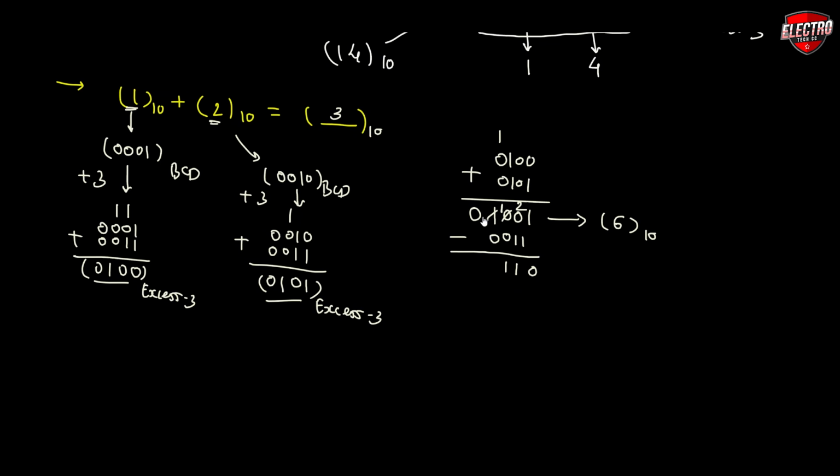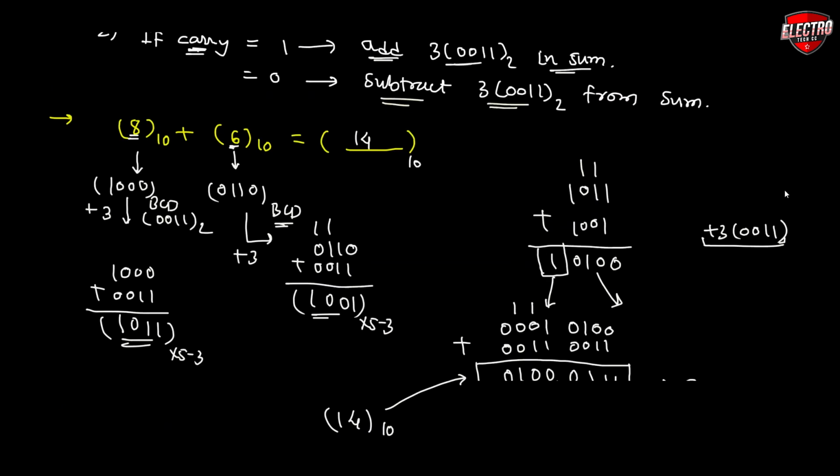Okay, and 0 minus 0, so we get 0 over here. Okay, so this one is the final Excess-3 code for the given equation. And if we convert this Excess-3 code into a decimal number, then we get 3 in decimal, which is the final answer as we discussed in decimal addition. So this way you can add two decimal numbers with the help of Excess-3 code.